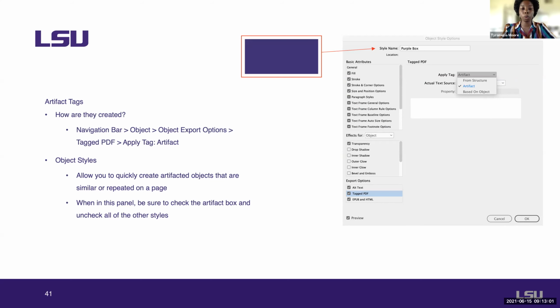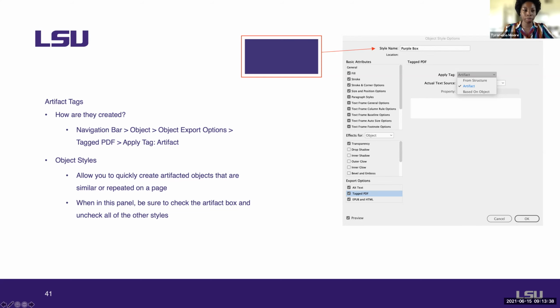Next slide. And if you have multiple items on a page, like purple boxes that you just want to easily create, you can do this through the object styles panel. And that can also be found from your nav bar. Just go to window, object. Yeah, you'll figure it out. But basically, you just want to make sure that when you are in that object style panel that you go to tag PDF and artifact it.